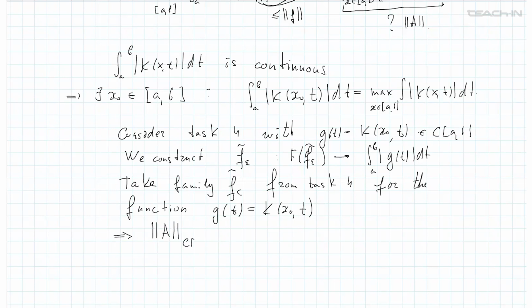From C[a,b] to C[a,b], the norm equals the integral over the second variable t, and the maximum over the first variable. Okay? Is it clear?